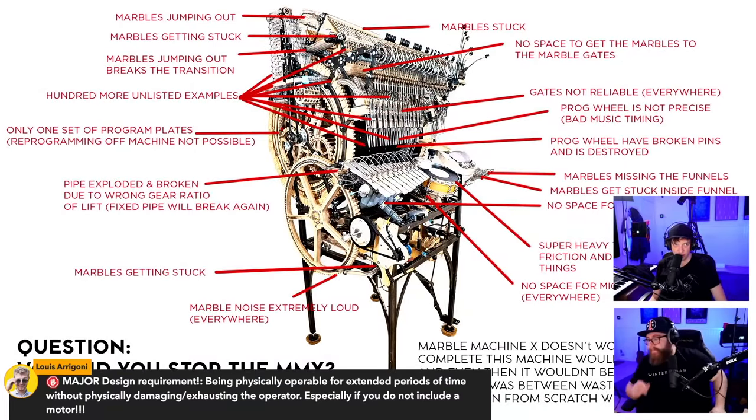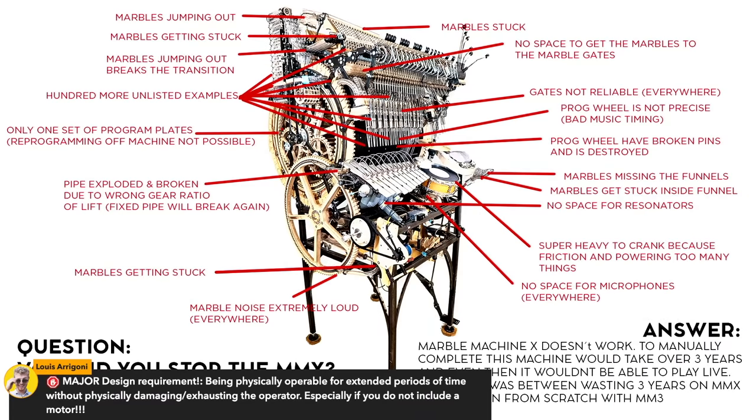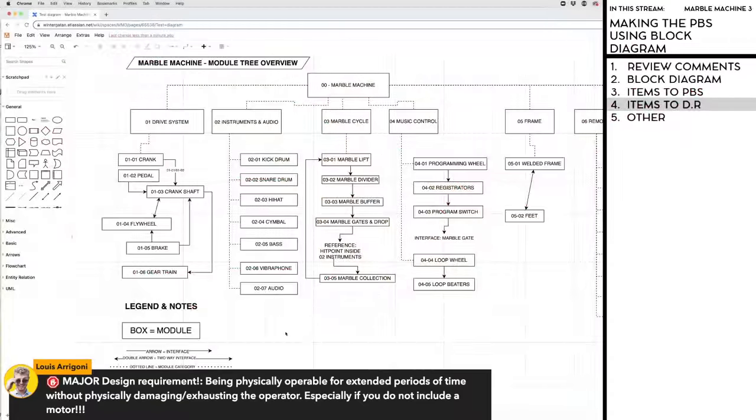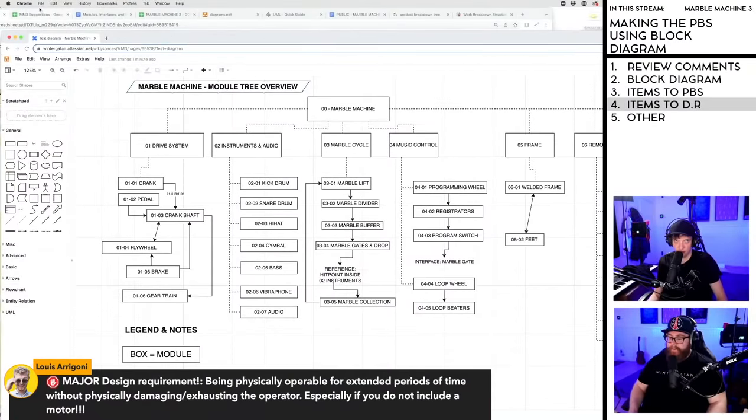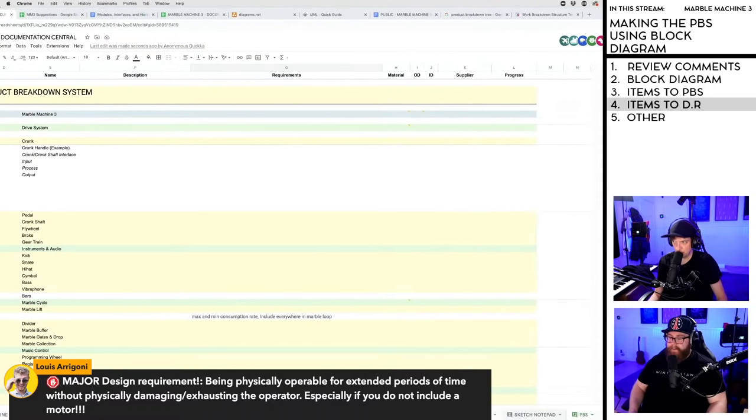One of the reasons why MMX didn't work, Hannes, is the red one next, bottom to the right: super heavy to crank because of friction and too many things. And this is exactly what Luis is answering in this. So thank you. I'm going to involve this design requirement right away. And then I'm in this browser. It's a big mess right now, but it's okay.